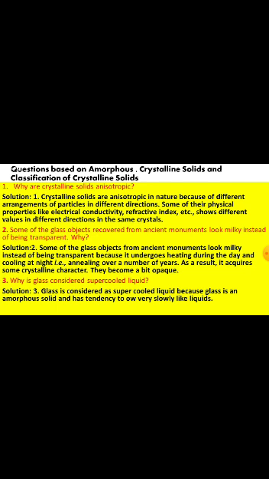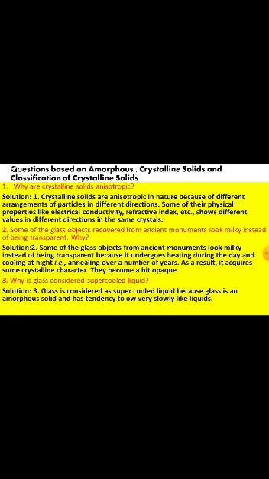Do you know about this also? Some of the glass objects from ancient monuments look milky instead of being transparent because they undergo heating during the day and cooling at night. This process is known as annealing. Over a number of years, this takes place. As a result, they acquire some crystalline character and hence they look milky. They become a bit opaque.